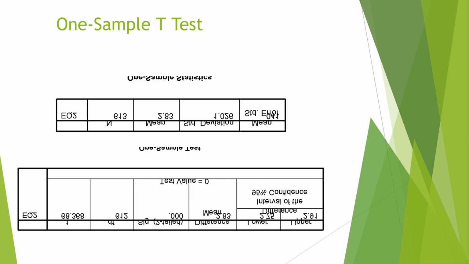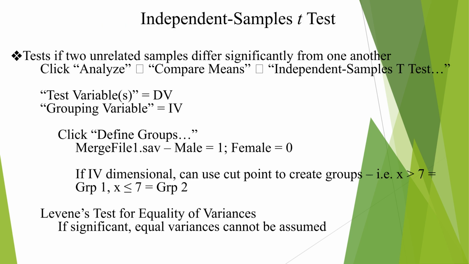The independent samples t-test checks if 2 unrelated samples differ significantly. Click Analyze, Compare Means, then independent samples t-test. Assign your dependent variable to test variables and your grouping variable to grouping variable. Click Define Groups to specify your groups.